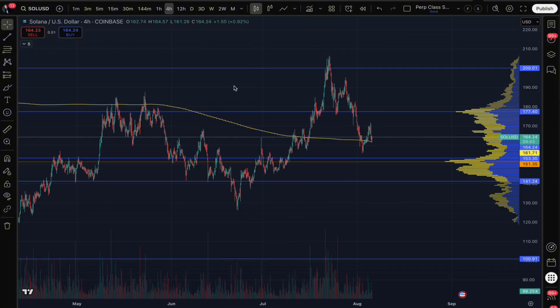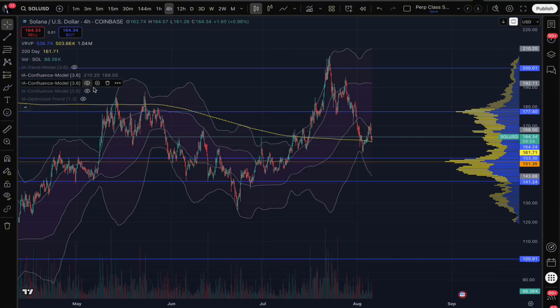Now, these horizontal lines are what I would consider static support and resistance. There is also dynamic support and resistance, which is not as strong, but that would be a moving average, like this 200-day moving average that is evolving over time as we get more price action printing, and also the confluence model clouds that we use in IADSS.